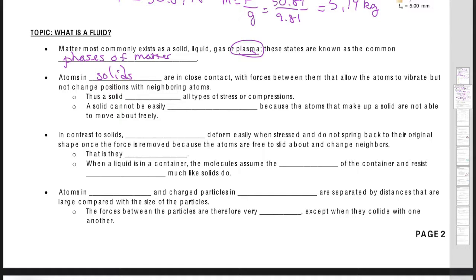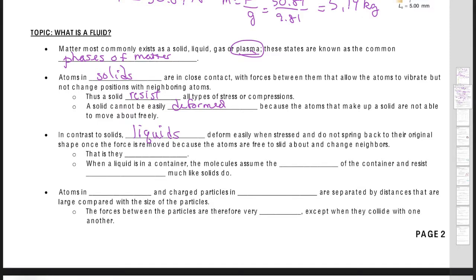Thus, a solid will resist all types of stress and compressions. A solid cannot be easily deformed, right, because the atoms that make up a solid are not able to move about freely. Now, in contrast to solids, liquids deform very easily when stressed, and do not spring back to their original shape once the force is removed, because they're free to slide about, right?